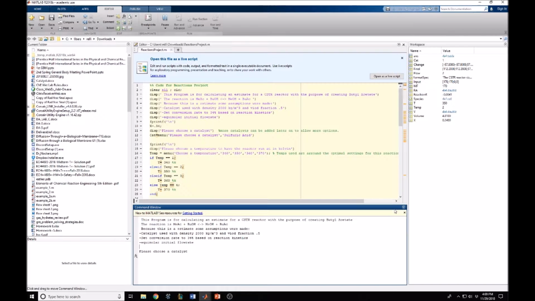Now, for this project, certain assumptions had to be made. First of all, the catalyst used has a density of 2,000 kilograms per meter cubed and a void fraction of 0.5. Another assumption is that the set conversion rate is 34% based on reaction kinetics. The last assumption is that it's an equimolar initial flow rate.